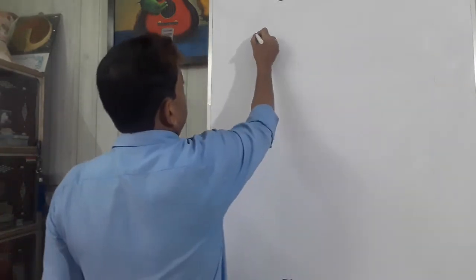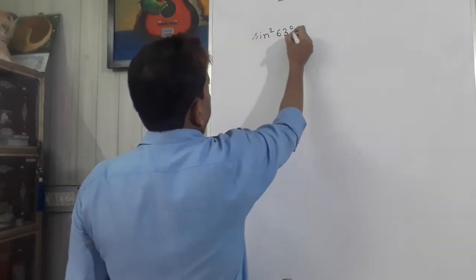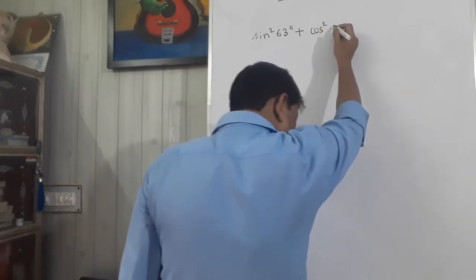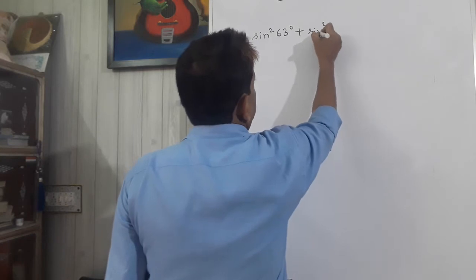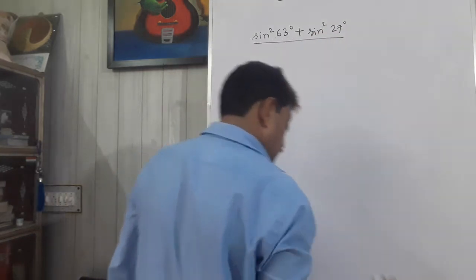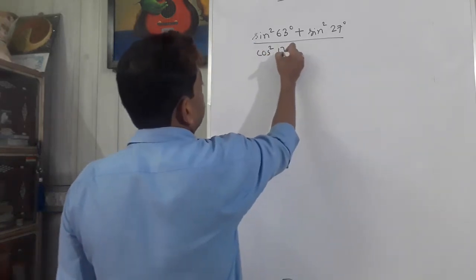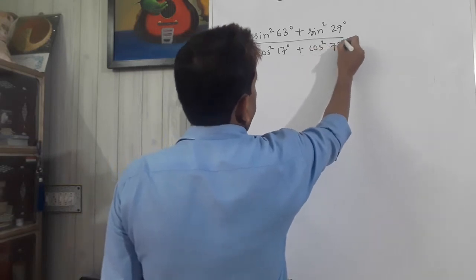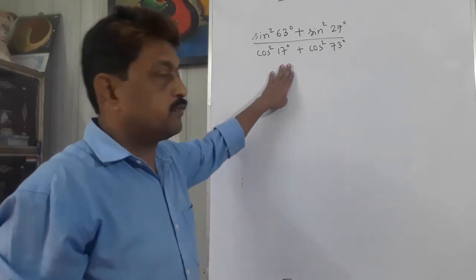Sin square 63 degrees plus cos square 27 degrees, that is sin square 27 degrees, divided by cos square 17 degrees plus cos square 73 degrees. We have to evaluate, find the value of this one.